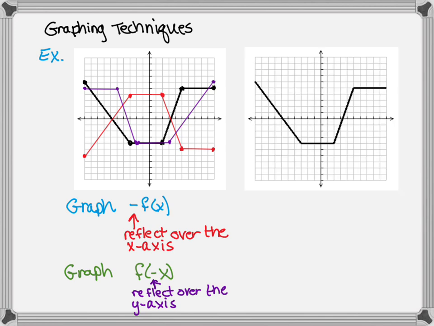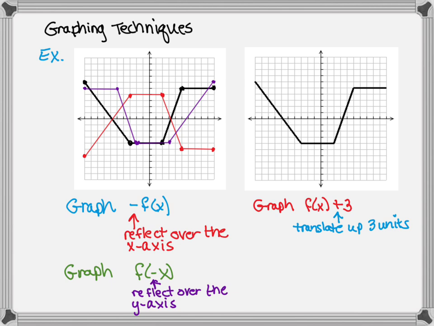Okay, let's look at a few more. I'm going to have this same original one again. I don't want to do too many on one coordinate plane because then it gets a little confusing to look at. Let's now look at the graph of f of x plus 3. So this plus 3 on the outside means to translate up 3 units.